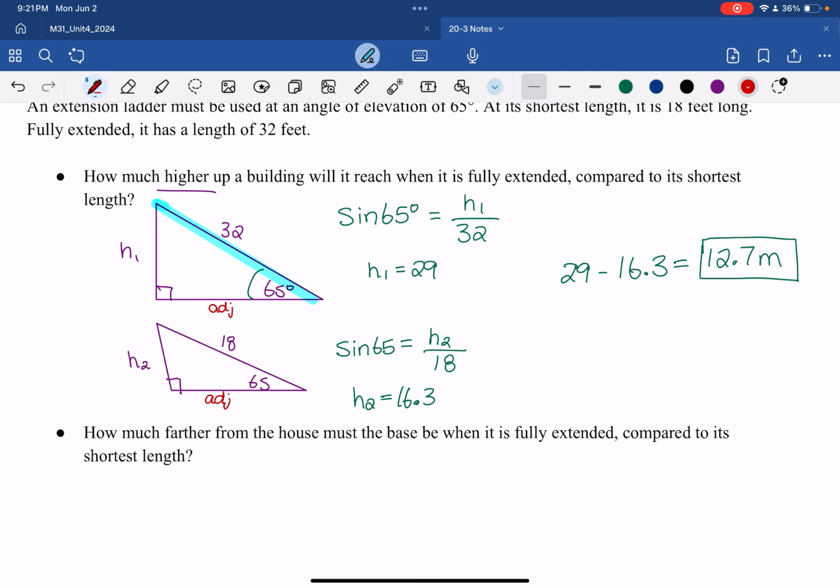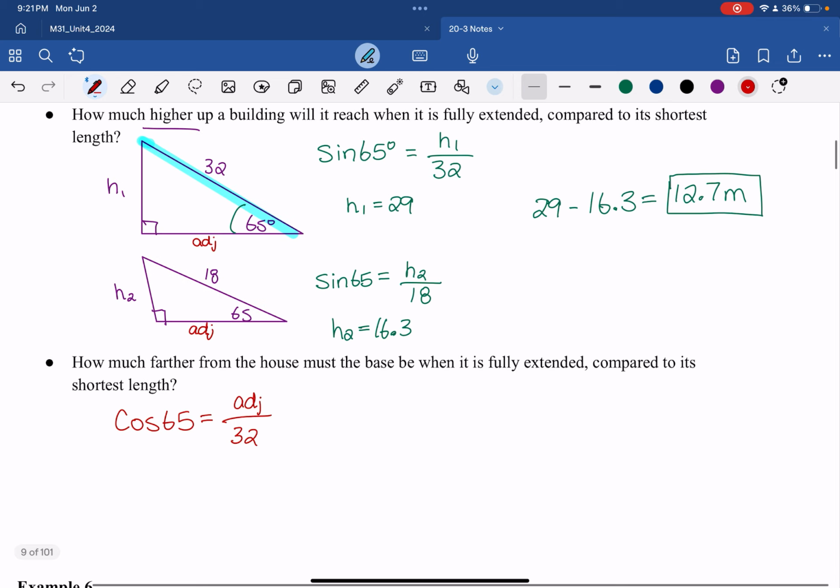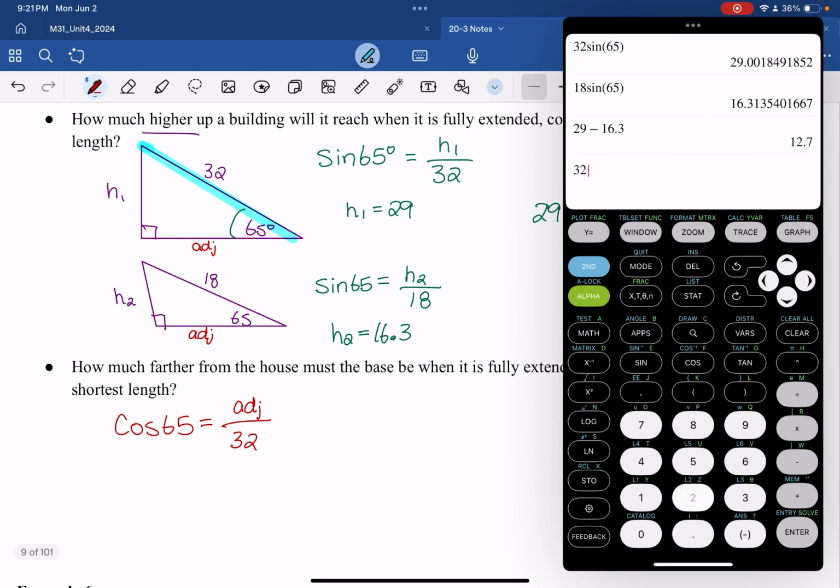Okay, again, I like to use the information that's already given in the diagram. So I'm going to use my hypotenuse and adjacent. That means I'm going to use cosine. So cosine of 65 is equal to adjacent over 32. And if we solve for that, 32 cos of 65, this is going to be at a distance of 13.5 meters.